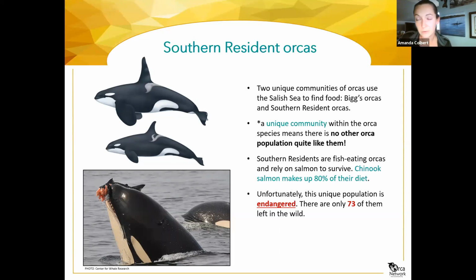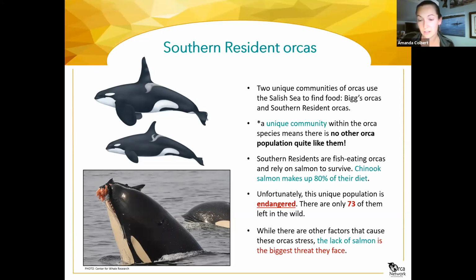Unfortunately, what's going on with the southern residents here is that they're endangered. There are 73 left of these whales in the wild. And while there are other factors that are causing the orcas some stress, the biggest problem for them is the lack of salmon. So that's the biggest threat that they face.